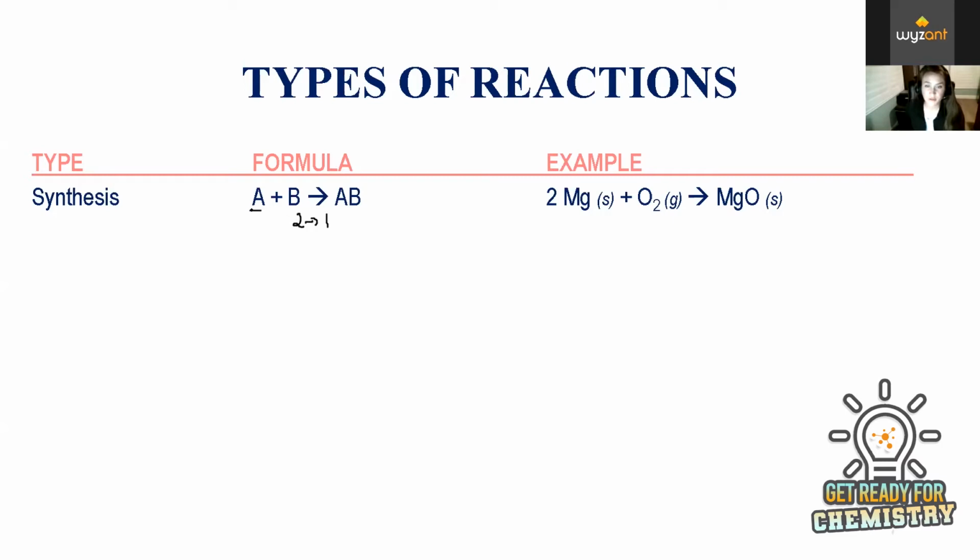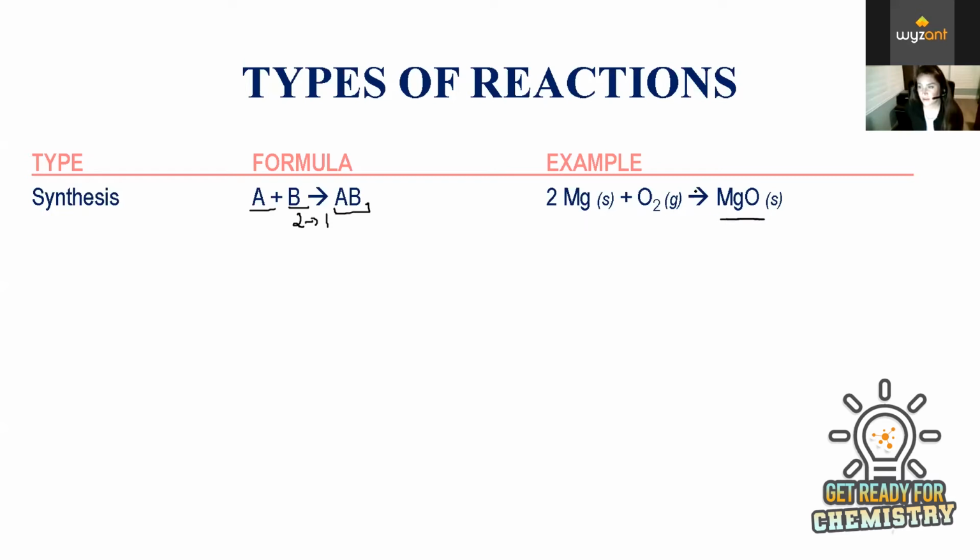You're starting out with 2 elements and you're converting them into one compound. Or this can also be an element and a compound and you're converting it into one compound. So essentially you're starting out with more and you're ending with less. Everything is coming together, is bonding together, or is synthesizing. So an example of this would be magnesium with oxygen gas yields magnesium oxide.